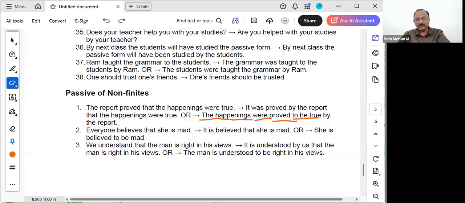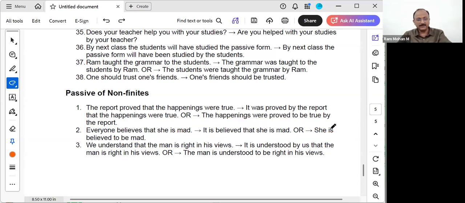Now we'll see here. Everyone believes that she is mad. So she is believed to be mad. Who will believe? By others only, correct? No, by everyone will come. Or it is believed that she is mad. This is also correct. The second form is what the structure I have taught, but we can use this form also. It is believed that she is mad.